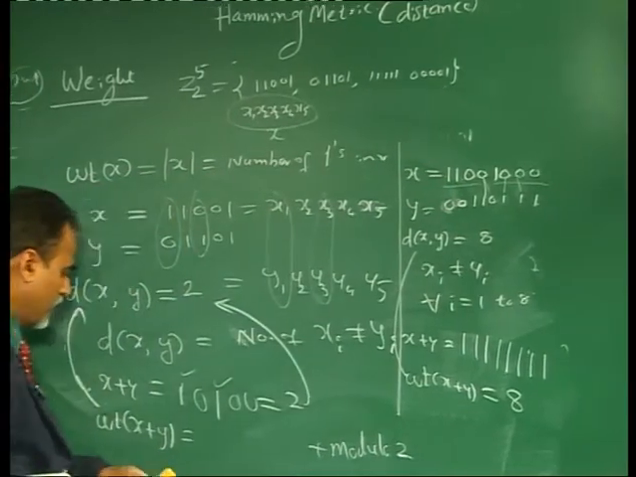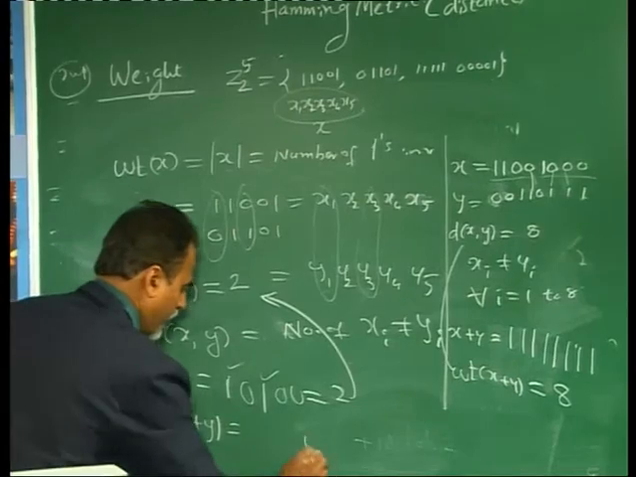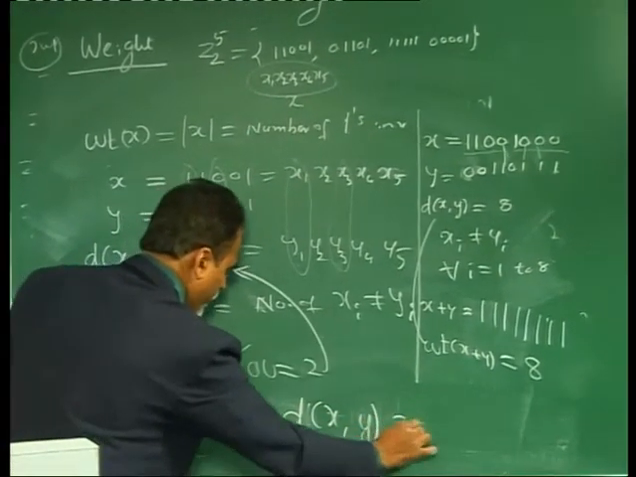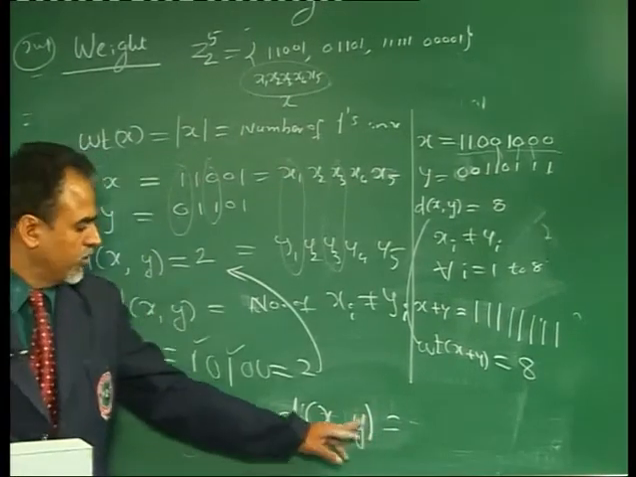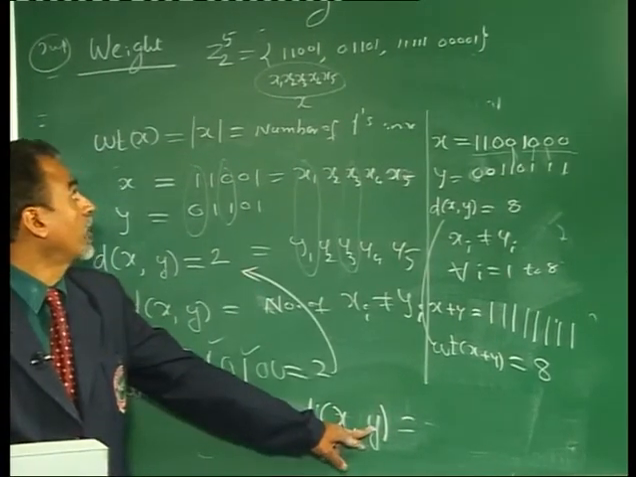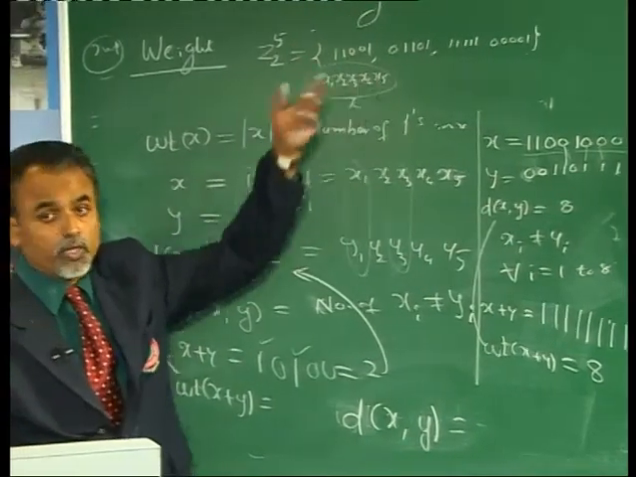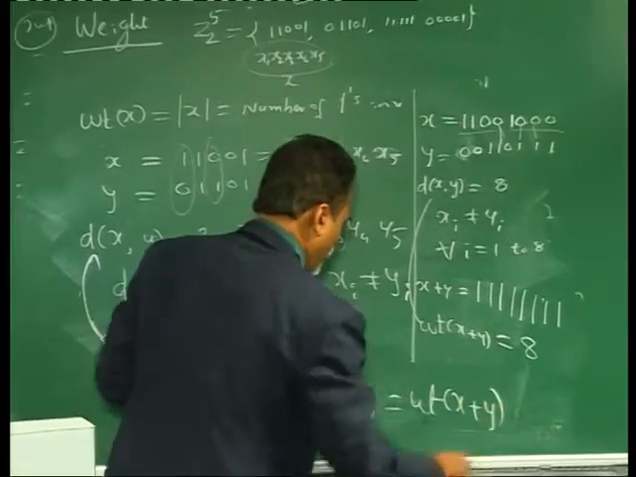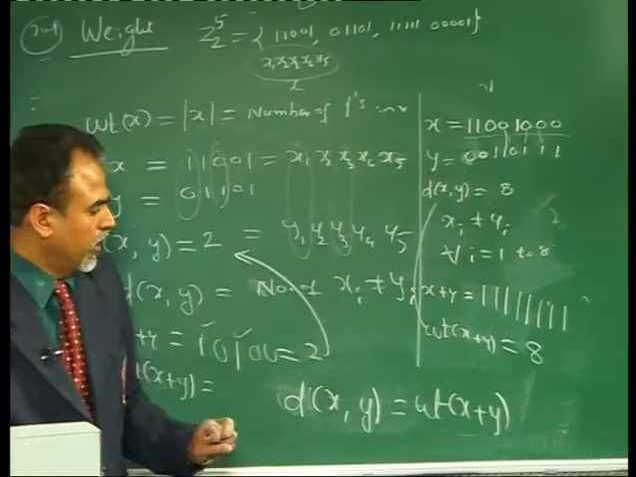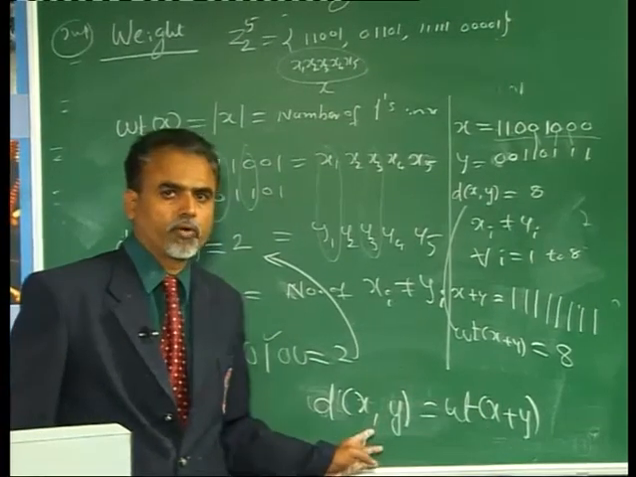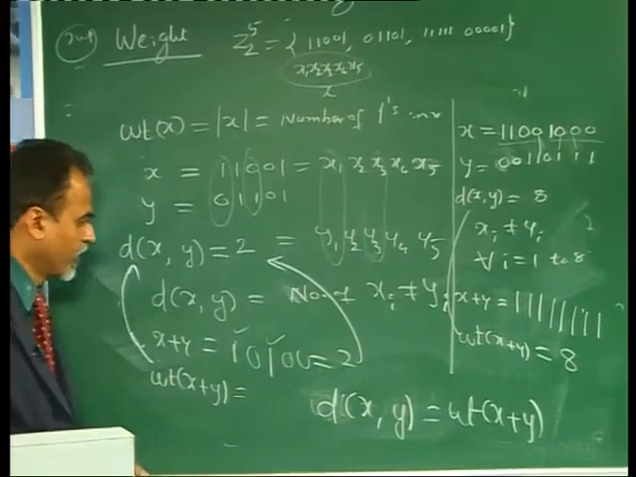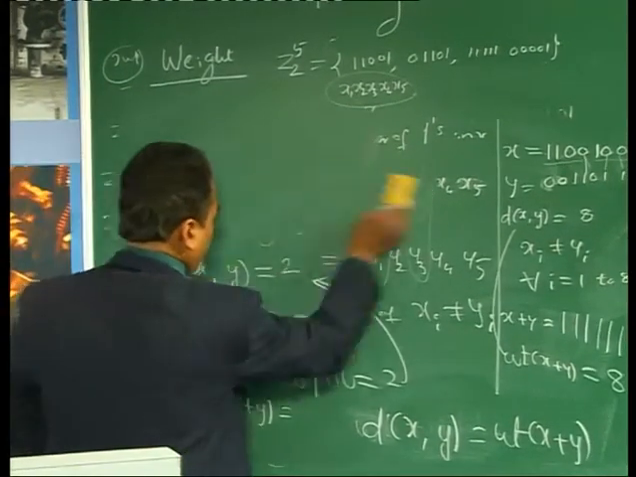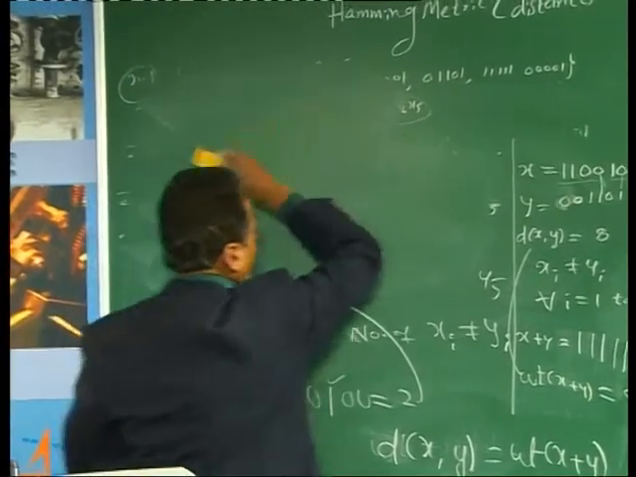In general, we define the distance between any two x, y belonging to the same Z to the power m, or Z to the power 5 or 8 or whatever it is, as nothing but the weight of x plus y, that is, the number of 1s appearing in x plus y. I think this becomes simpler whenever we are going to use this in future. So now this distance concept should be elaborated for whatever distance we are taking in the general fashion.